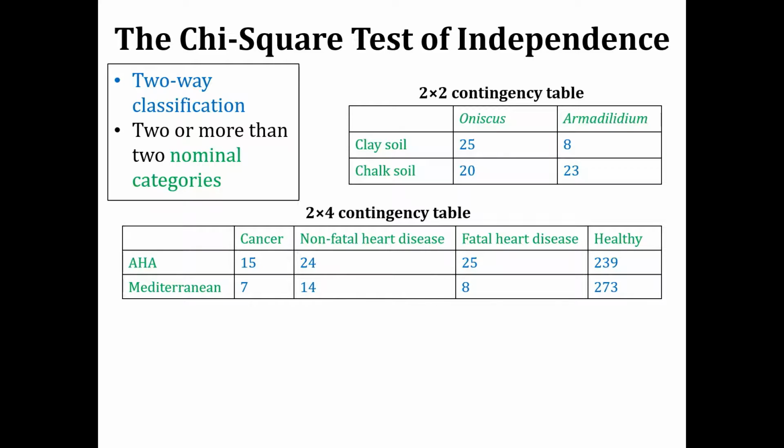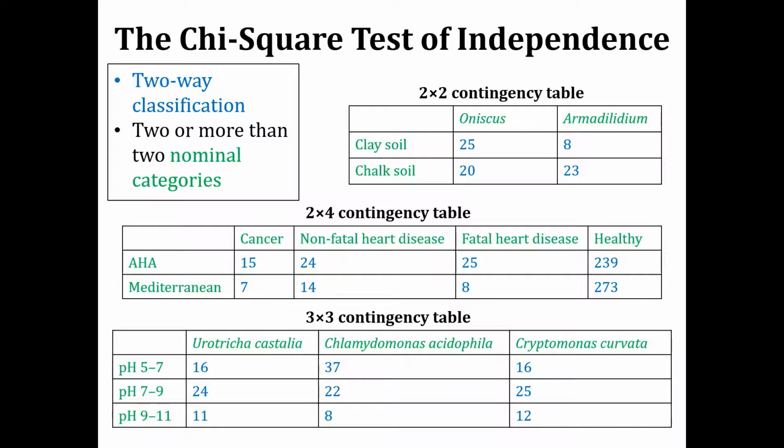One variable is presented in rows and the other variable is presented in columns. So this is a 2 by 4 contingency table. Why is it a 2 by 4 contingency table? Because the rows have 2 categories and the columns have 4 categories. So that is why this is a 2 by 4 contingency table.